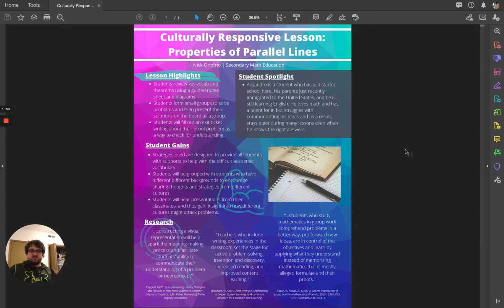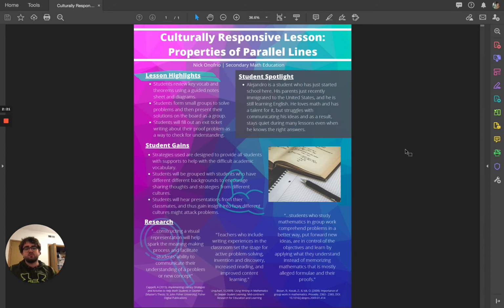Finally, to conclude the lesson, I'm going to go over each solution, point out mistakes or different ways to do it. And then I will have students fill out an exit ticket writing about their final argument and how it compared to their original one. So, I designed this lesson to help diverse learners in several ways.